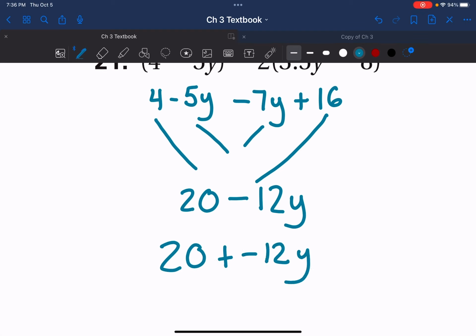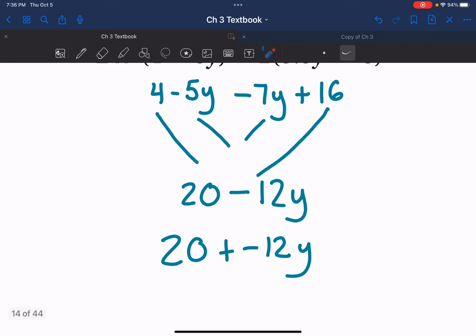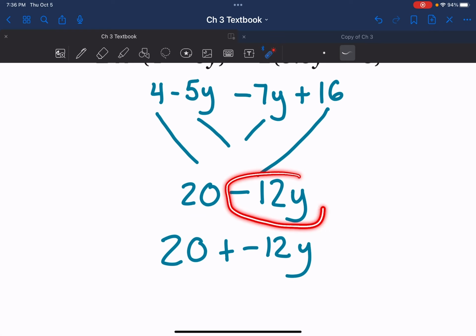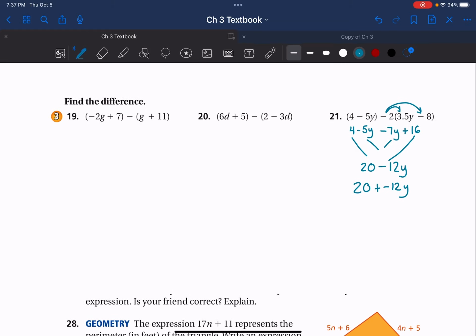you are absolutely correct. So both of these are correct things, okay? You can know that by looking, is my 20 positive here? And is my 20 positive here? Okay, so far so good. Is my 12y negative here? And is my 12y negative here? Good, which means both of these expressions are the same thing. Okay, go ahead and erase your whiteboards.